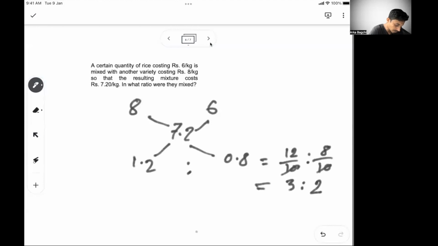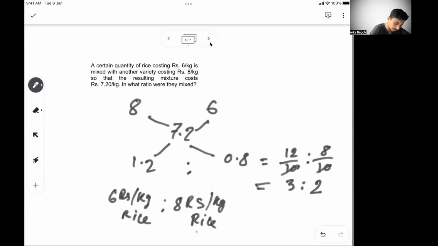So 6 kg rice, sorry, not 6 kg rice, the answer is 6 rupees per kg rice is to 8 rupees per kg rice should be mixed into 2 is to 3 quantity, right? 3 is to 2 is for 8 rupees to 6 rupees, right? So it will mix into 2 is to 3 ratio to get it as 7.2.